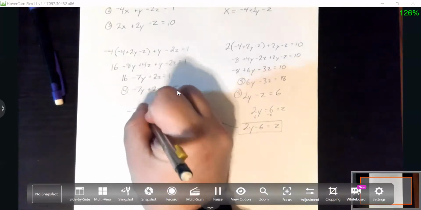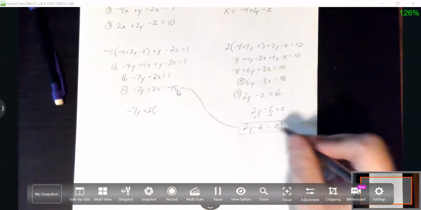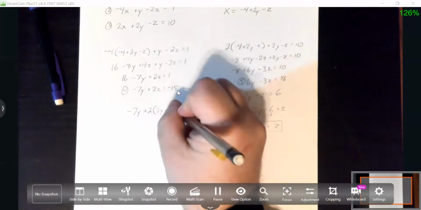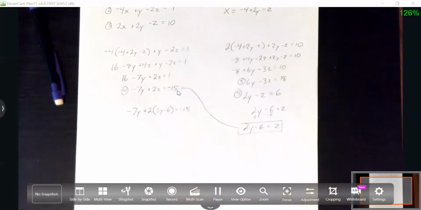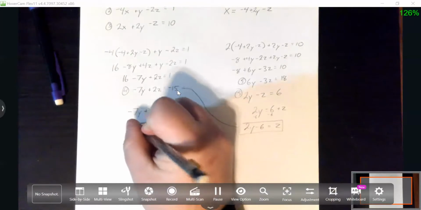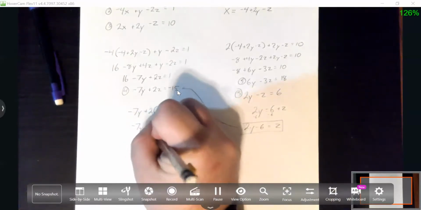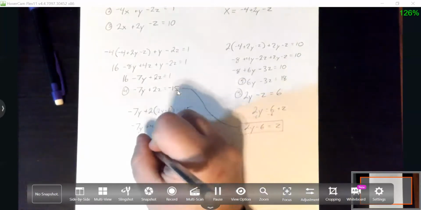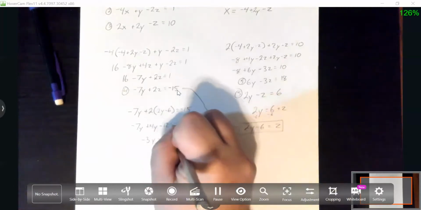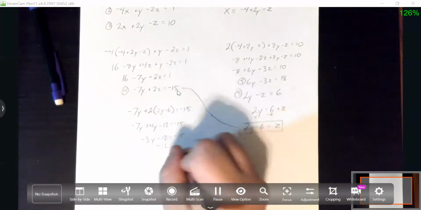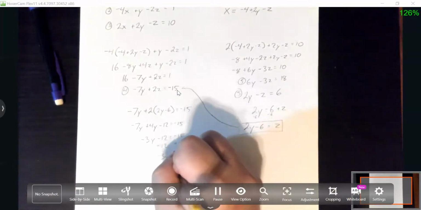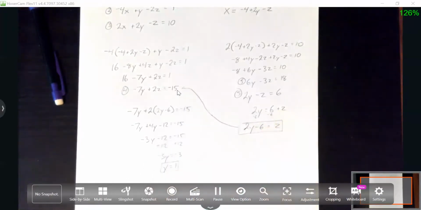So that gives me -7y plus 2 times, again, I'm substituting in, so we have 2y minus 6 equals -15. And now we're finally down to a single variable. We can actually solve this. So this gives me -7y plus 4y minus 12 equals -15. Combine our like terms, that's -3y minus 12 equals -15. And we solve it for y. So it gives me -3y equals -3, y equals 1. We finally have an actual answer.